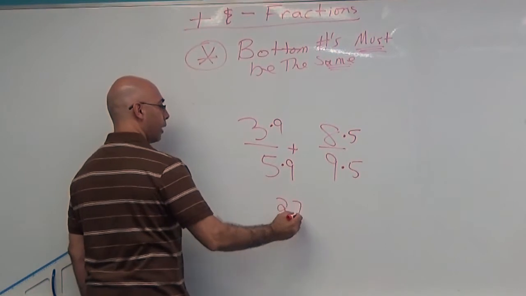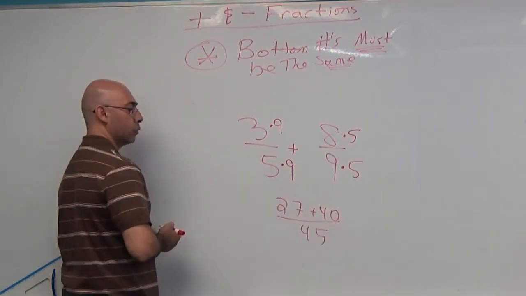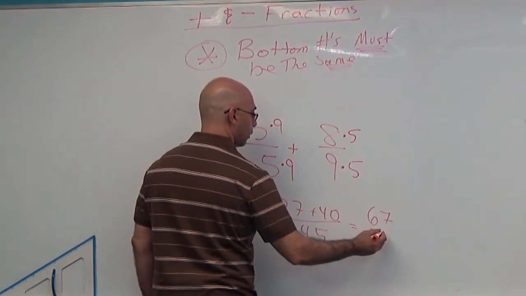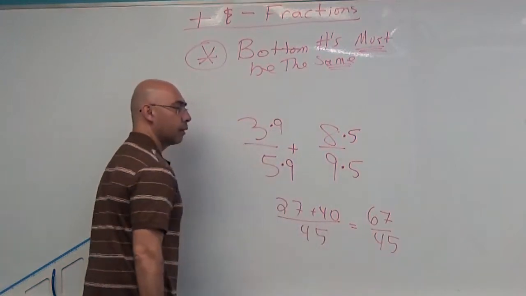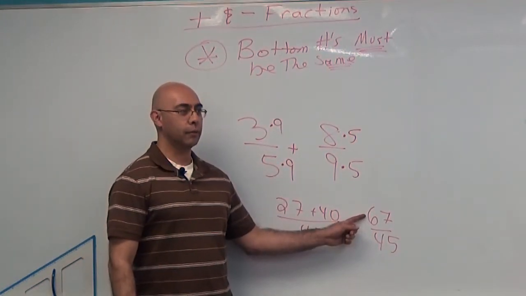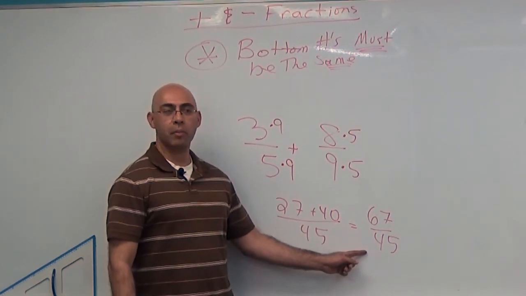That becomes 27 plus 40. And the bottom, I'll just write down 45 once. What's 27 plus 40? Very good, 67. Wait a minute. I thought fractions are part of the whole. It looks like there's more than a part up here. 67 out of 45? I have to mix it up.